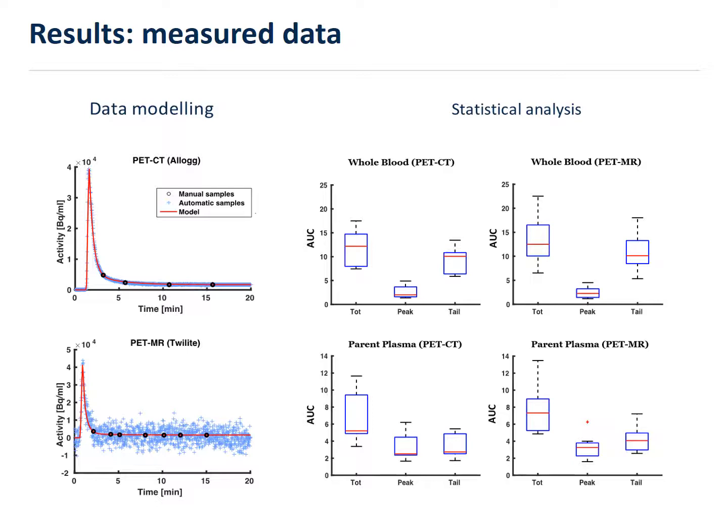What we found was that for both systems, Multi-Blood returned an adequate description of the data, both continuous and manual samples, consistently for all the subjects. For parent plasma and whole blood measures, the analysis of the area under the blood time activity curve showed no differences between 18F-GE179 blood data acquired with the PET-CT scanner compared to the ones acquired with a PET-MR scanner. These results were consistent even when peak and tail were investigated separately for both whole blood and parent plasma.